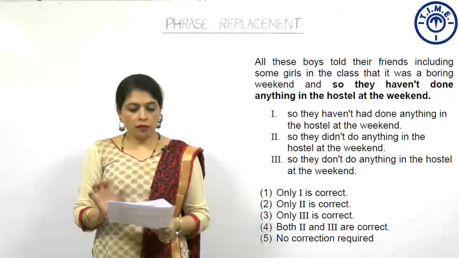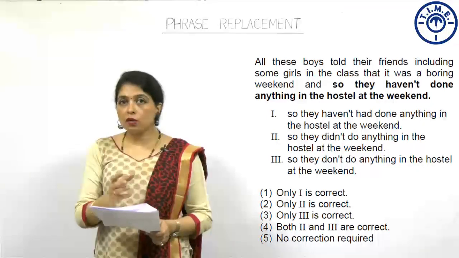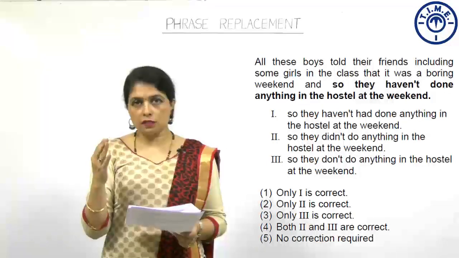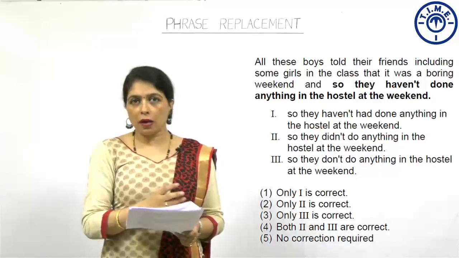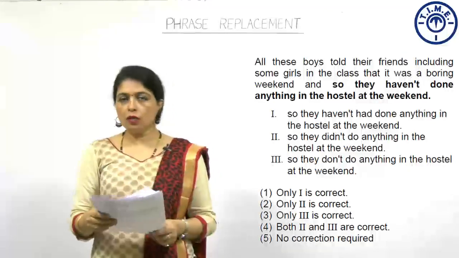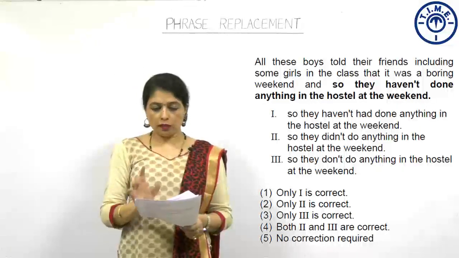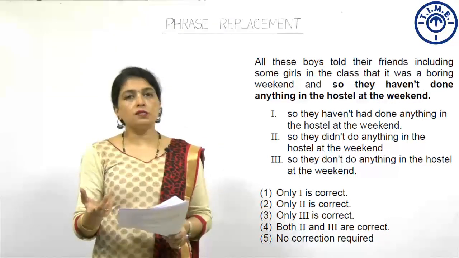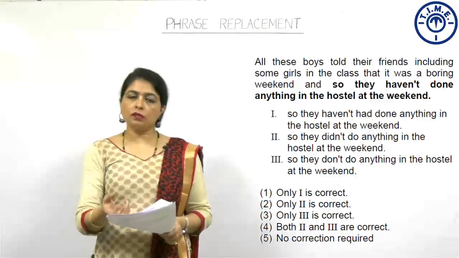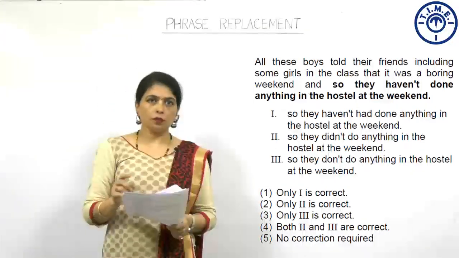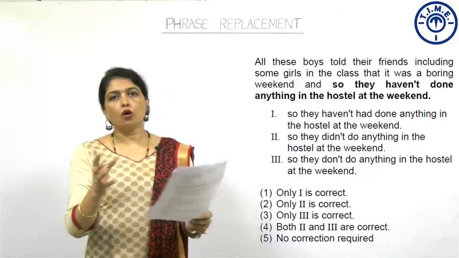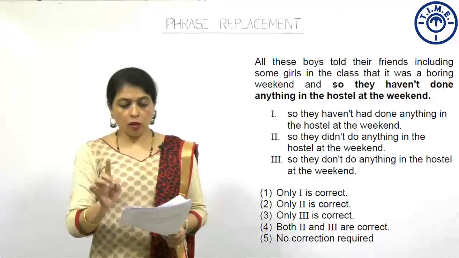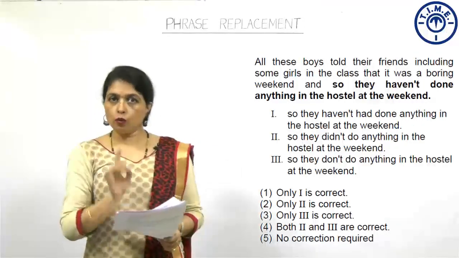"So they didn't do anything in the hostel at the weekend." Well, this is correct because it completes the part, because there is tense consistency. The tense is also in the past, the past tense has been used. So we understand that at least part 2 is a correct part. "So they don't do anything in the hostel at the weekend." This is also not correct, because here "don't" denotes present tense, and we cannot have a combination of past tense in one clause and present tense in the other clause. So we rule out parts 1 and 3 and go ahead with part 2.